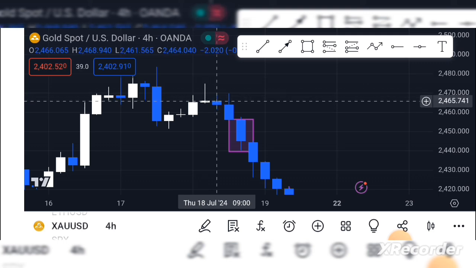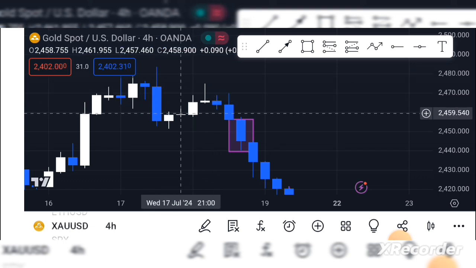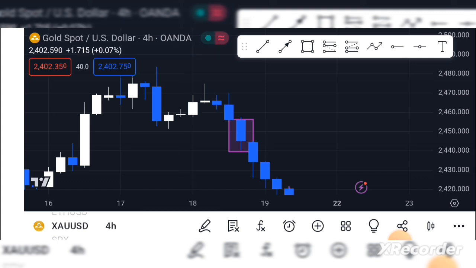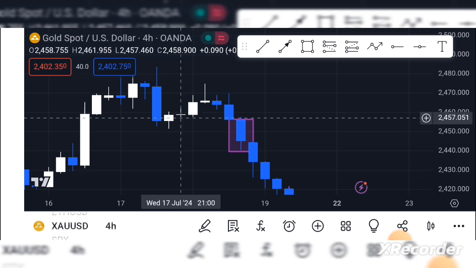This is an indecision candle. This is a doji. This is an indecision candle. You can see the market doesn't have any clear trend. To make use of this, once you see this doji candle, you know that the market is in indecision. There is a very big tug of war between the buyers and the sellers.